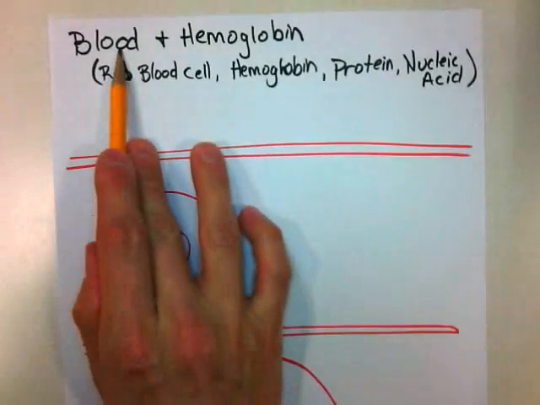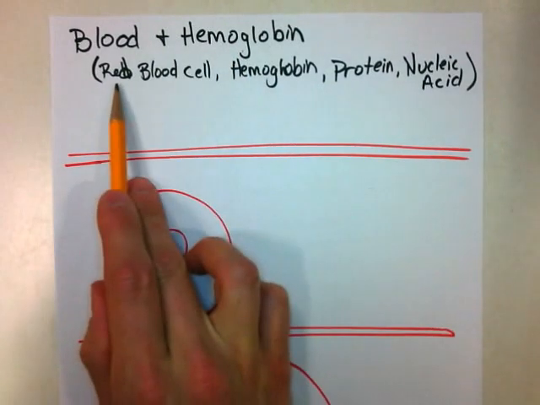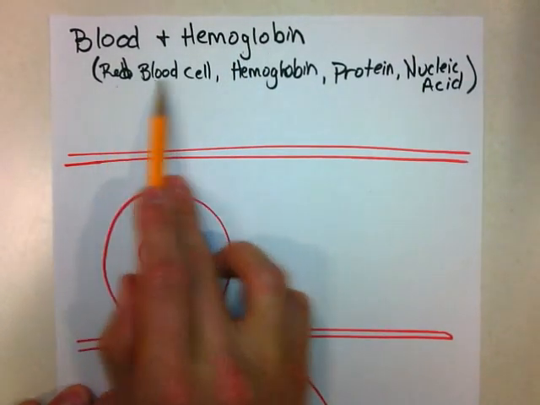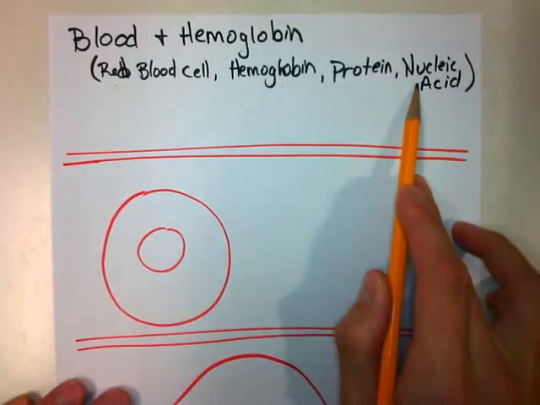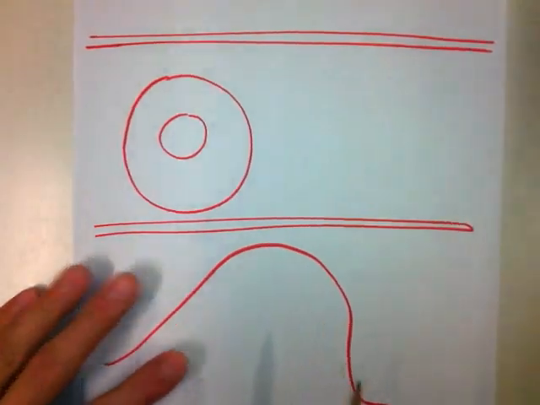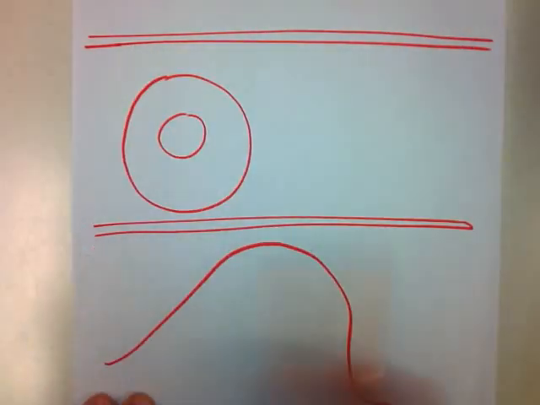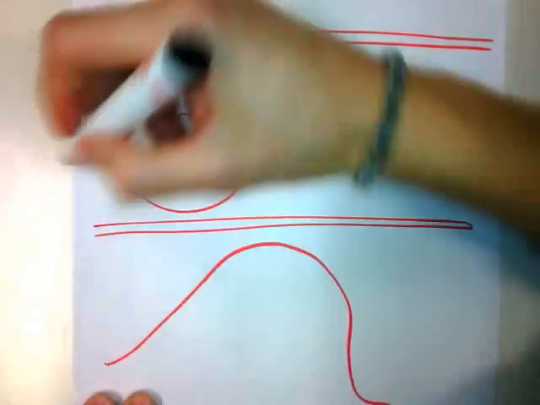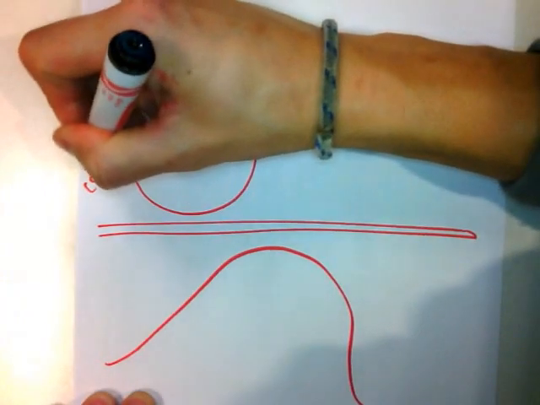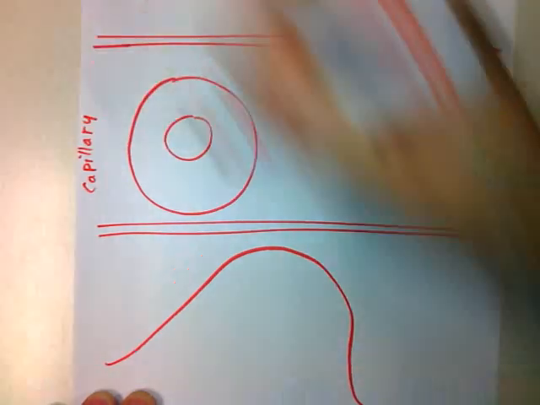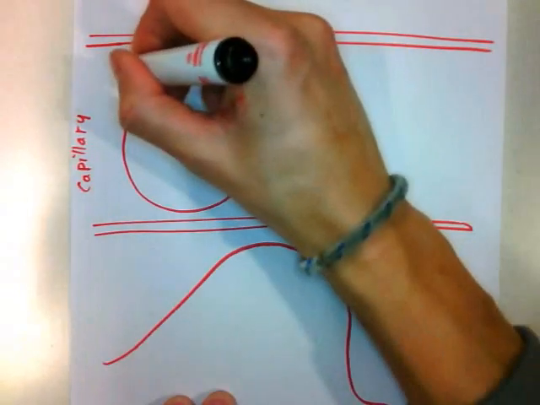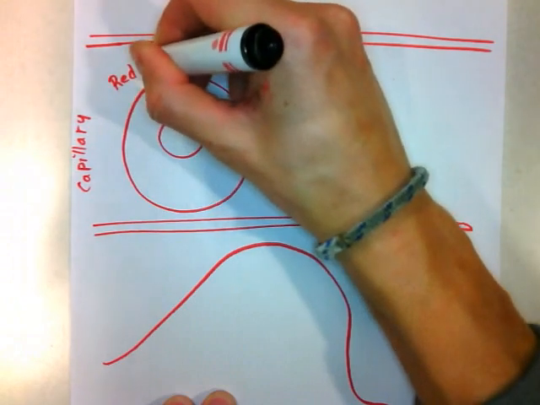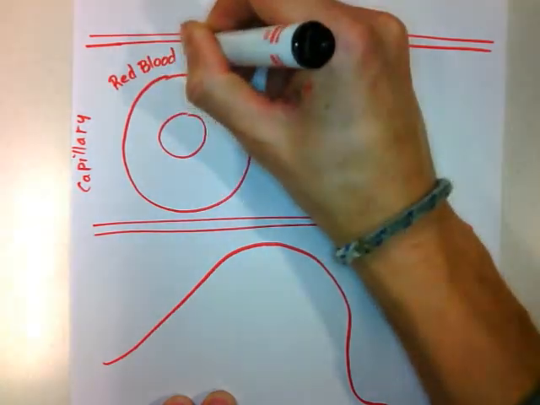Alright, blood and hemoglobin. Words that we'll use are red blood cells, hemoglobin, protein, and nucleic acid. So let's look at our playing field here. Right in here is a cross section of our capillaries. So I'm going to write that in. Our capillaries are the very small, tiny blood vessels, and inside the capillaries are the red blood cells. They just barely fit inside.